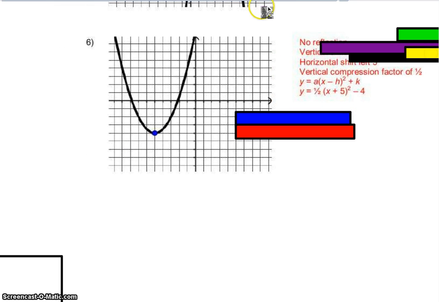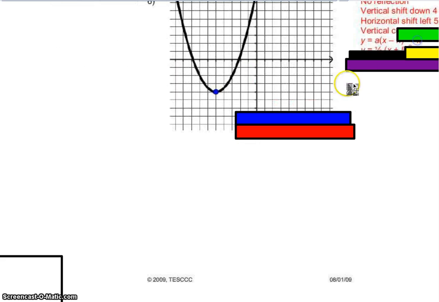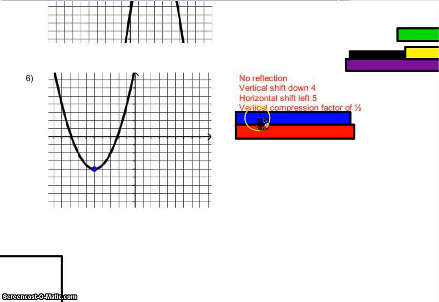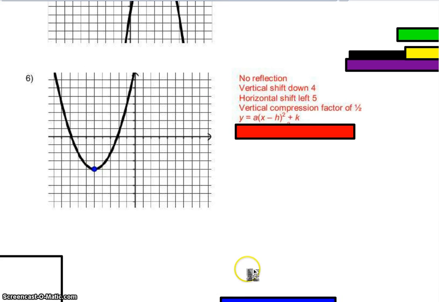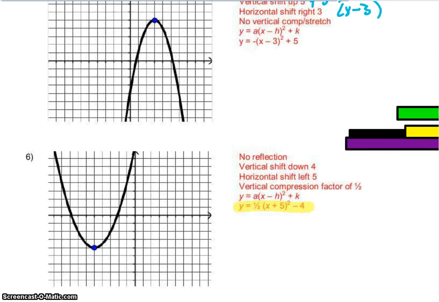So then it is ready for you to write your equation. 4 down means -4 at the end, 5 left means x plus 5, and then that 1/2 has to go at the front. So this is what I'm looking for as your answer: 1/2 times x plus 5 quantity squared minus 4. You get that by building it, by finding all of your clues in your graph.